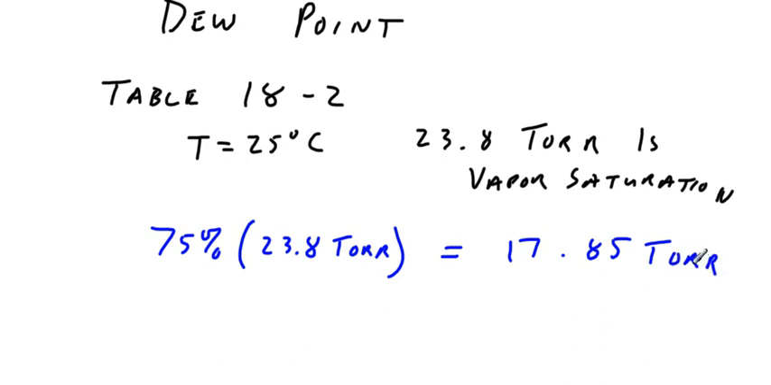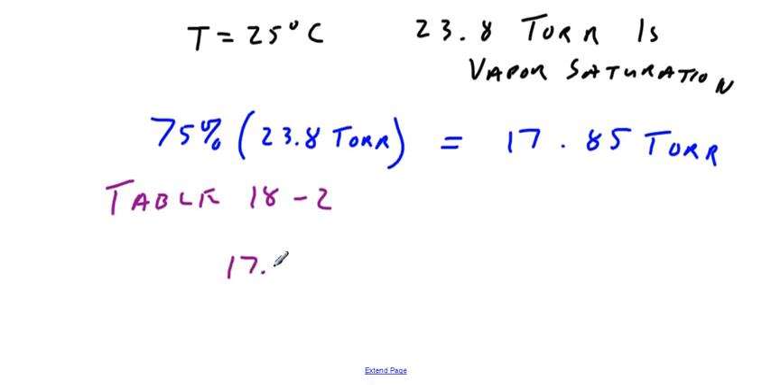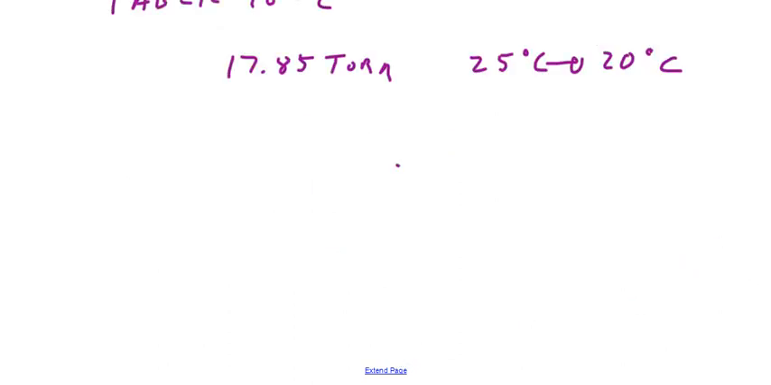Okay. Now we go back to table 18.2, and we see that 17.85 torr is somewhere between the 25-degree mark and the 20-degree mark. So the answer to the question has to be somewhere between 25 degrees centigrade and 20 degrees centigrade. Now it's just a matter of proportionalizing it out until we get to where we want to be.